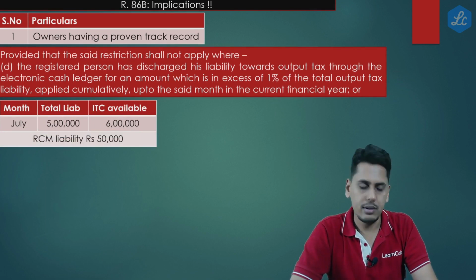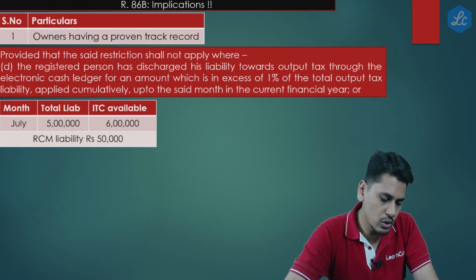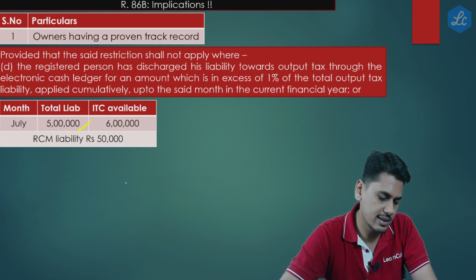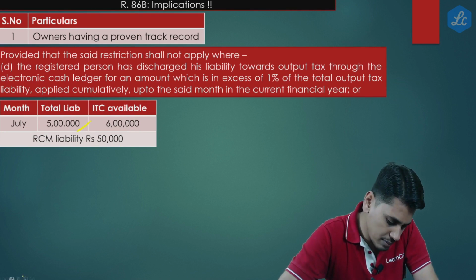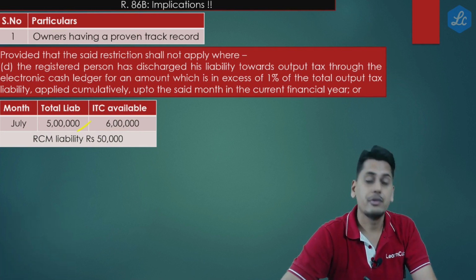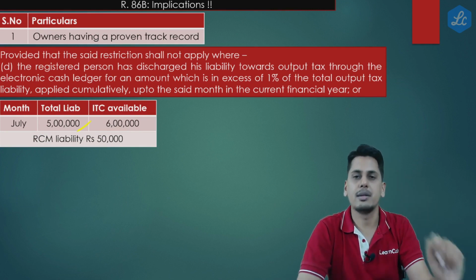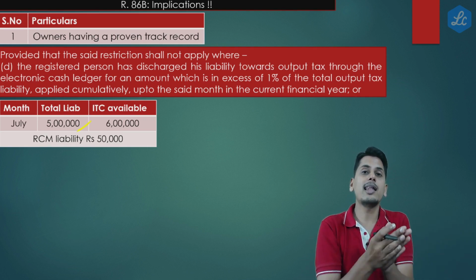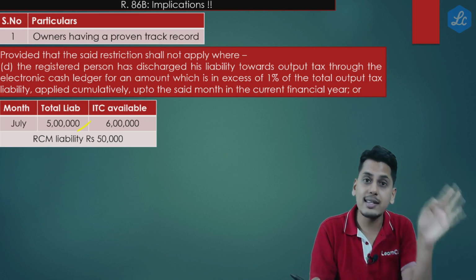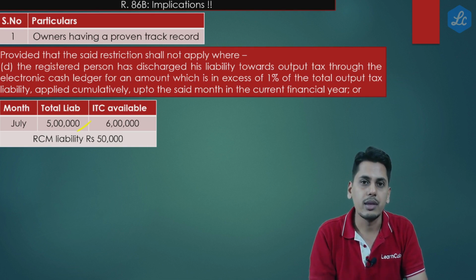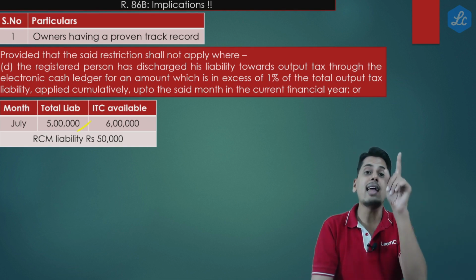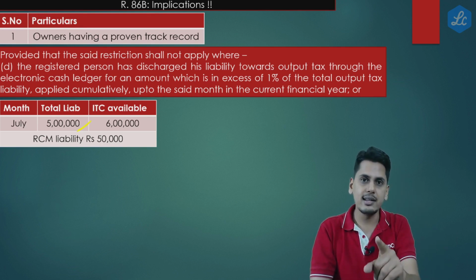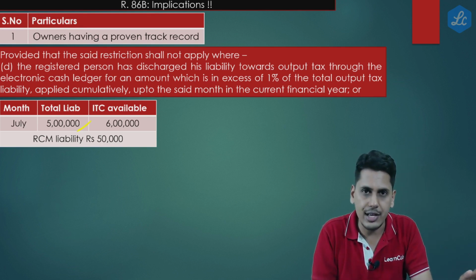Let's take another example. For the month of July, total liability is 5 lakhs. Input tax credit available is 6 lakhs. RCM liability for the month of July is 50,000. Friends, always remember, as regards Rule 86B is concerned, in your total liability, you should not consider RCM liability. Whenever you are checking whether have I discharged 1% from the cash ledger, you should not consider RCM taxes paid through the cash ledger.